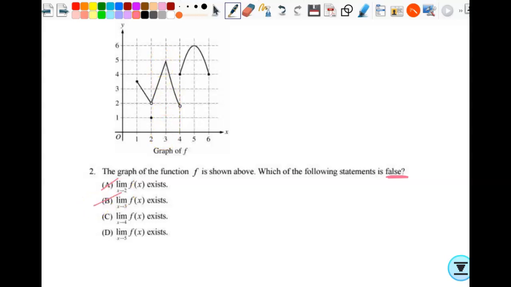The limit as x approaches 4, does it exist? No. Should I stop looking, or should I also read D? I should also read D, because what if I like D also? Something's wrong, right? Okay, so the limit as x approaches 5, does that exist? Yes. But if I think that both of these are right, maybe it was supposed to say true and I got one of these wrong. Or I think they're both true and I'm wrong and I have to figure out which one really is true. So you should always read all of the answer choices.